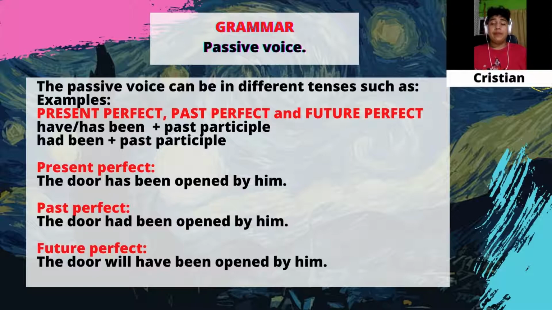Present perfect, past perfect, and future perfect. Have or has been plus past participle. Had been plus past participle. Example with present perfect: The door has been opened by him. Past perfect: The door had been opened by him. And future perfect: The door will have been opened by him.